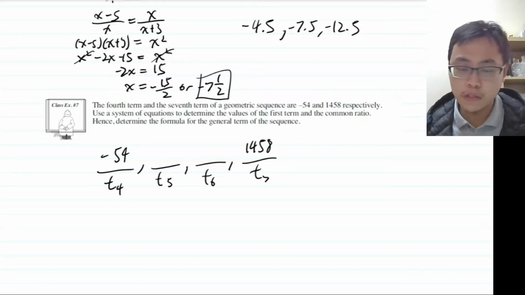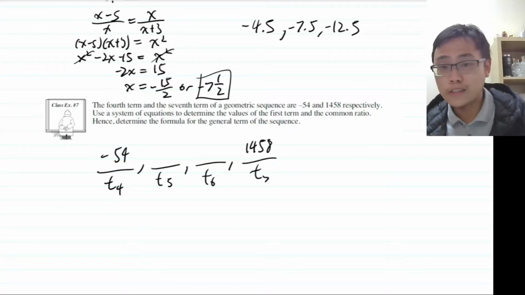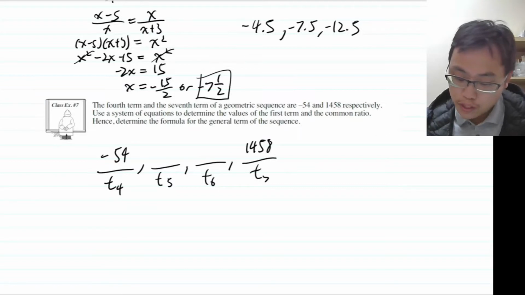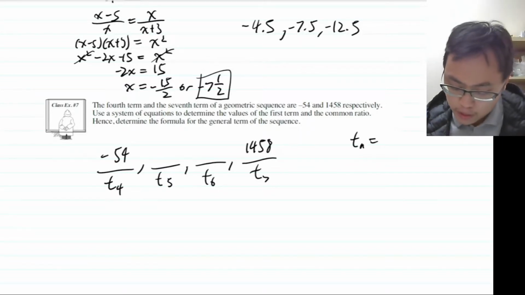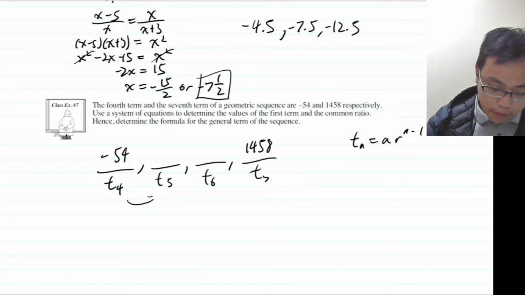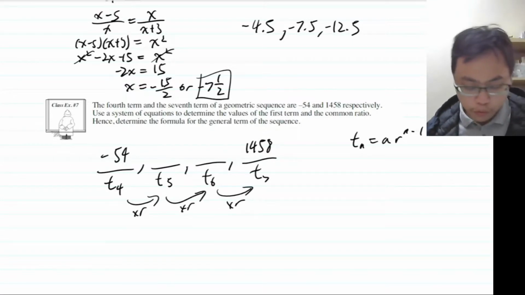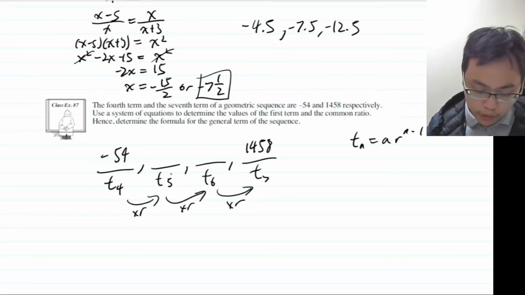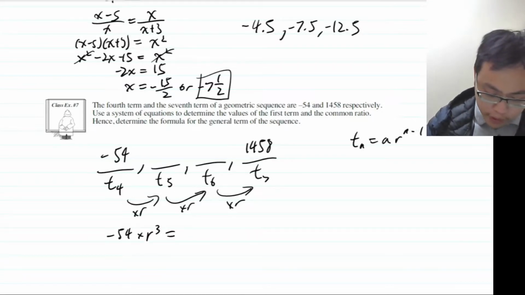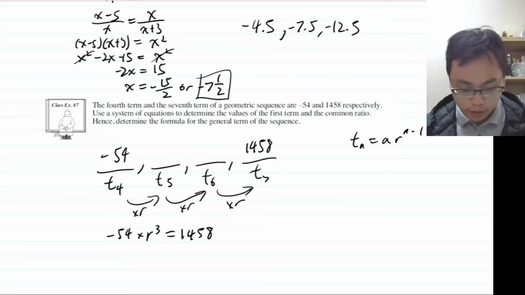We don't have to use a system of equations. It's not the only way to do this, and sometimes an easier way is just to use the Tn formula. Remember, the Tn formula is a times r to the power of n minus 1. I can determine the common ratio, because this is times r, this is times r, and this is times r, three times. So negative 54 times r to the power 3 will give me 1458, and all we have to do is solve this equation.